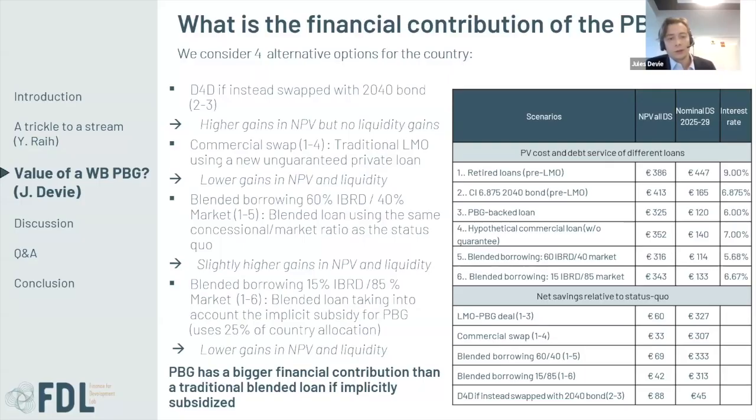And this has very significant implications, because you see that in the scenario where the blended loan is not subsidized, you see lower gains in NPV and in liquidity. But in a scenario where such a loan would be equally subsidized, you see slightly higher gains in NPV and in liquidity compared to the policy-based guarantee. So what we conclude in the paper is that the policy-based guarantee has a bigger financial contribution than a traditional blended loan if it is implicitly subsidized. Next slide, please.